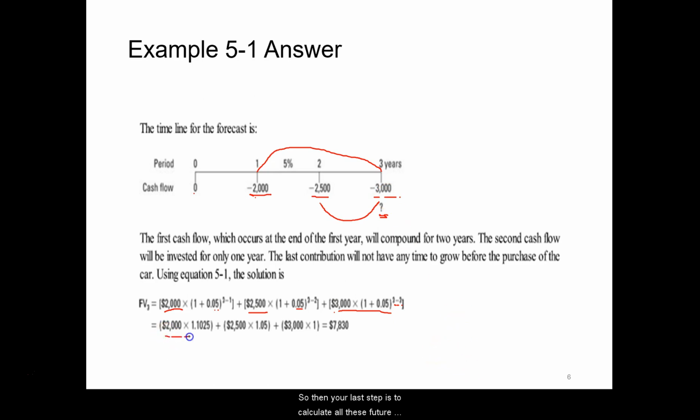So then your last step is to calculate all these future values and sum up all those future values, and the total will be $7,830, and you can take that money out of your accounts and go buy a car.